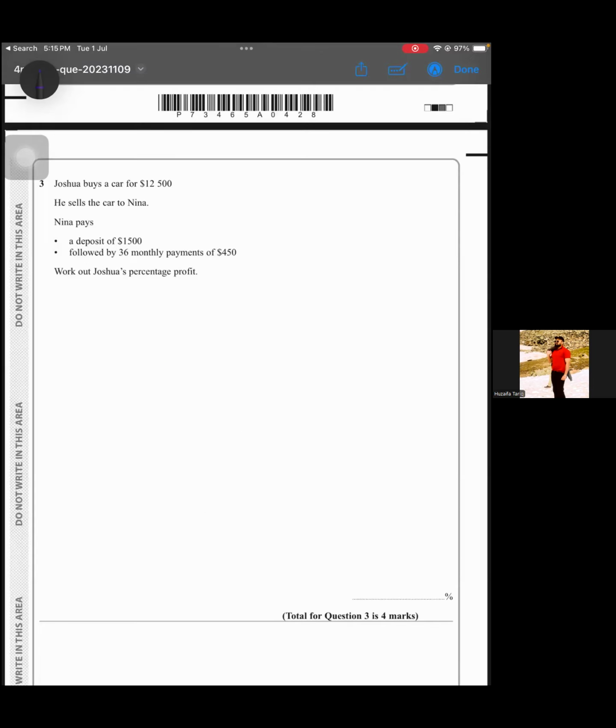So first of all, you know that 36 months you have to pay 450 per month, and for 36 months you have to multiply it by 450. So 36 times 450 will give you 16,200. And then you have to add this 1,500 to it. So 16,200 plus 1,500 is 17,700, correct. So it's equal to 17,700.